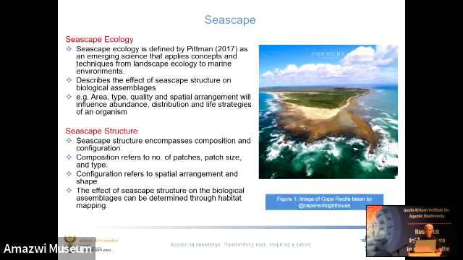In my project, I'll be mainly looking at seascape structure, which encompasses the composition and configuration of the habitat. So I'll be looking at number of patches, patch sizes and type, and also referring to the spatial arrangement and shape of the habitat. And then the effect of seascape structure on biological assemblages could be determined using habitat mapping.